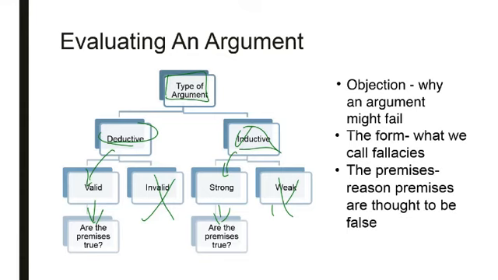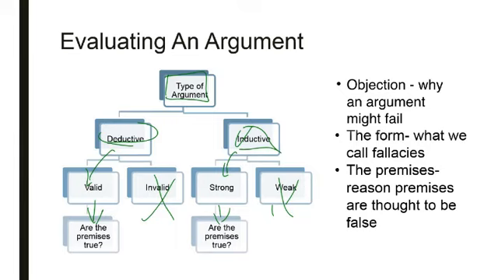But the more common reason, the more common way we object to an argument is with the premises. The premises are false. And we're going to need to be able to explain why it would be that the premise is false. And it's not going to be easy. You are going to be challenged in doing this.